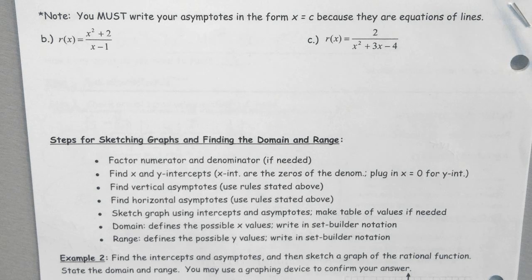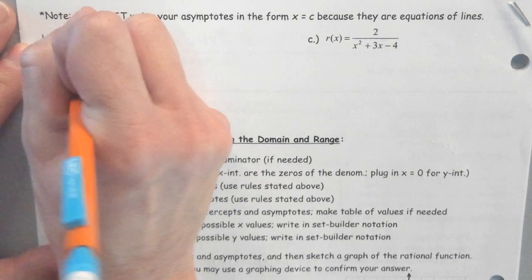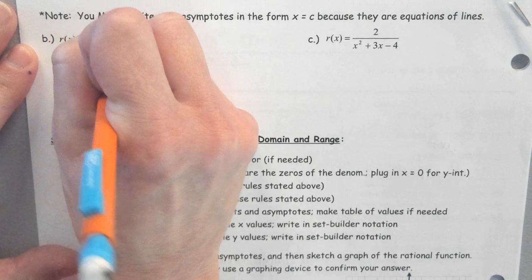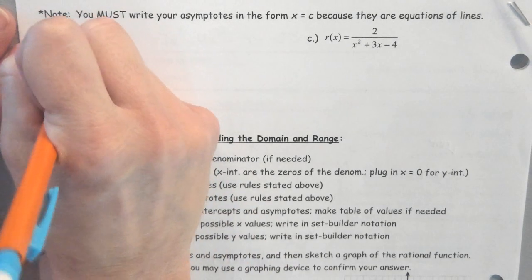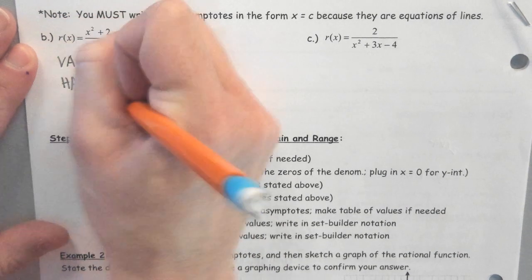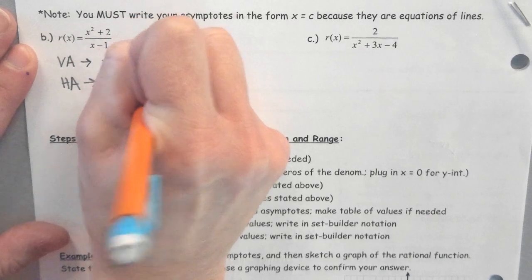Alright, here we go. Part B. We want to find horizontal and vertical asymptotes. Vertical asymptote, this one's way easier. What is it? It's 1. That's not exciting. And we have to write x equals, right? The degree of my numerator is bigger than the degree of my denominator. So what do I say about that for horizontal asymptote? None. None, no.